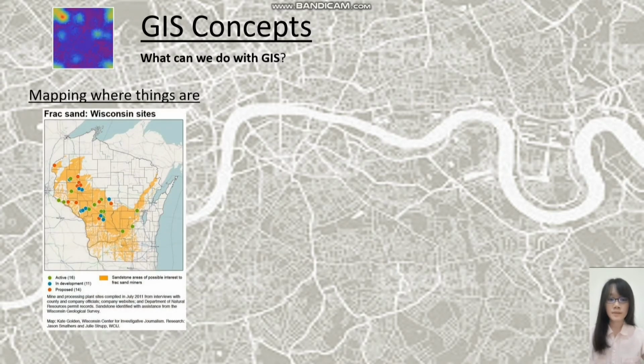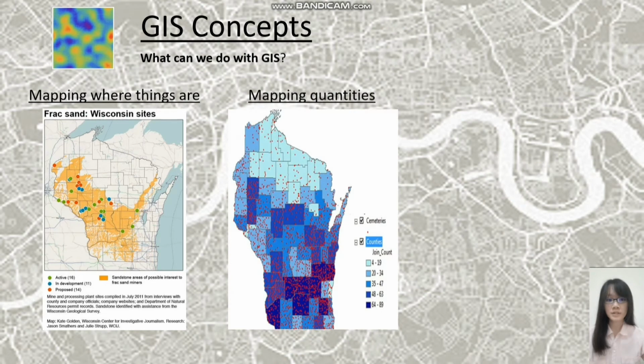We can map the spatial location of real-world features and visualize spatial relationships among them. For example, a map of frac sand mine locations and sandstone areas in Wisconsin. We can see visual patterns in the data by determining that frac sand mining activity occurs in a region with a specific type of geology. Next is mapping quantities. People map quantities, such as where the most and least are, to find places that meet their criteria or to see the relationships between places.